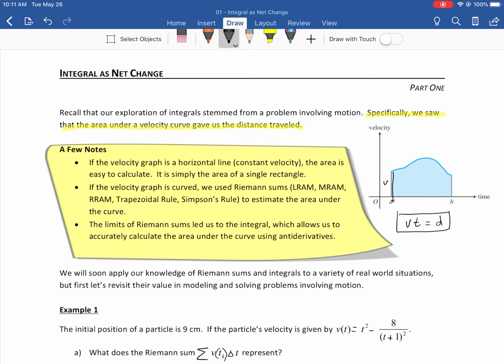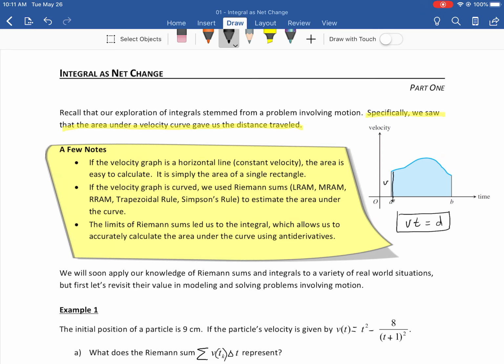So when we're finding that area under the curve, we're actually taking whatever the y-axis is and multiplying it by whatever the x-axis is a bunch of times, all those little rectangles, and adding them all up. So that area under a velocity curve gives us distance traveled. Now, if the velocity graph was a horizontal line, the area is easy to calculate, and it's simply the area of a single rectangle. If the velocity graph is curved, we had all sorts of options here.